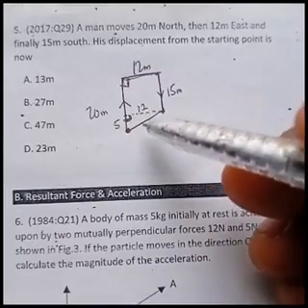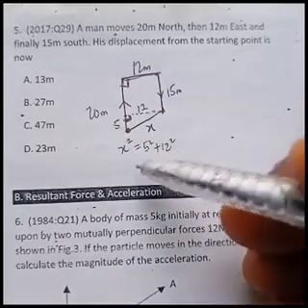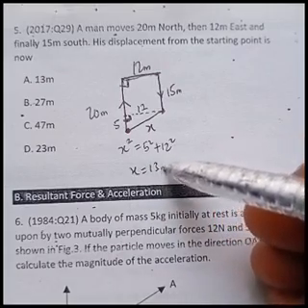This is a right angle triangle, so x is the hypotenuse. Hypotenuse squared equals the opposite squared plus the adjacent squared. If you finish it, you should get your x to be 13 meters. That's option A.